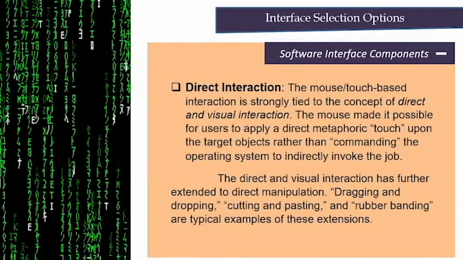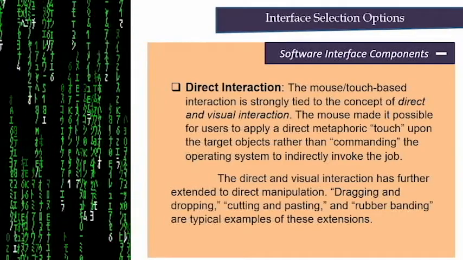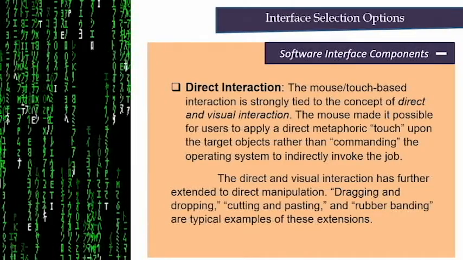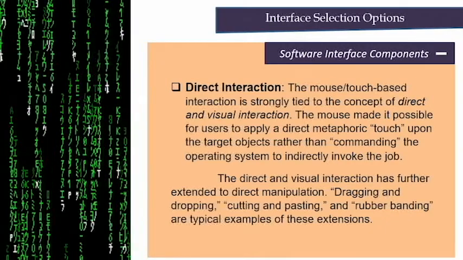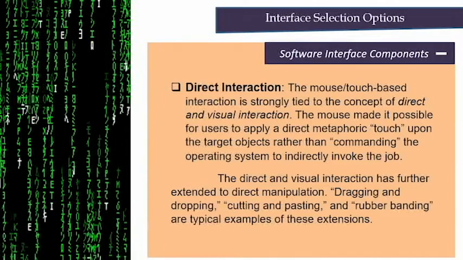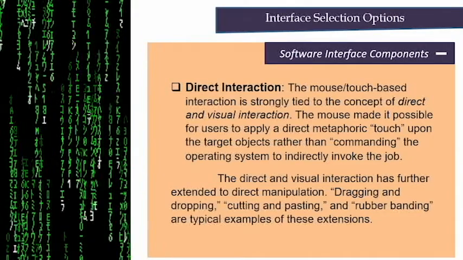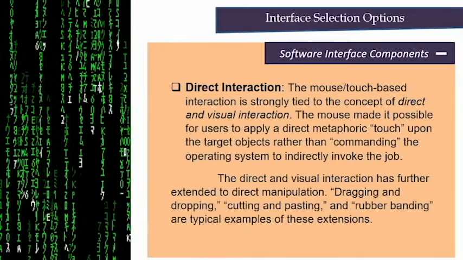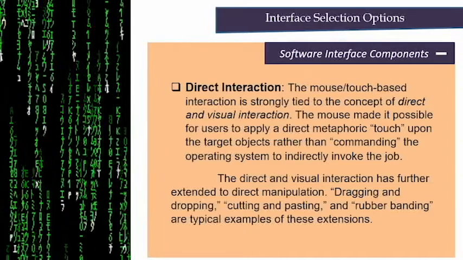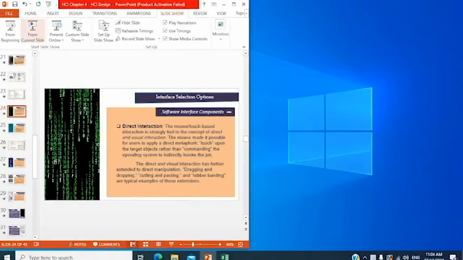So direct and visual has further extended to direct manipulation. Examples of this are dragging and dropping with your mouse, cutting and pasting, and rubber banding, like selecting multiple items. Those are examples of direct interaction.